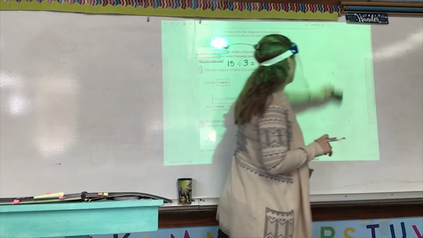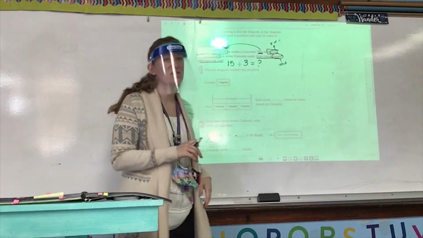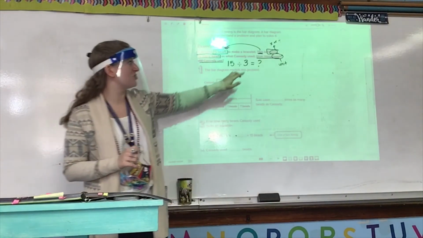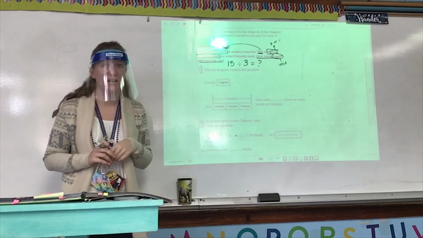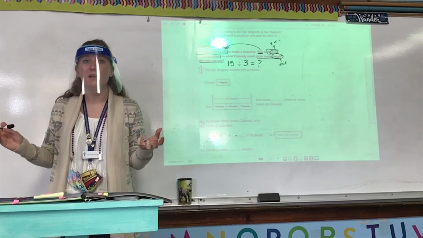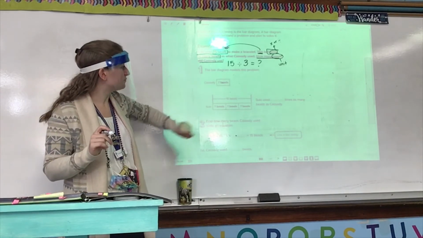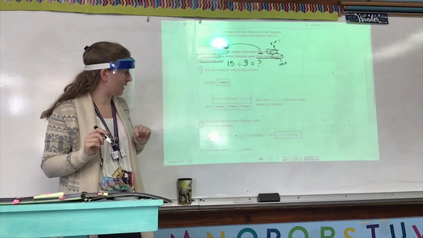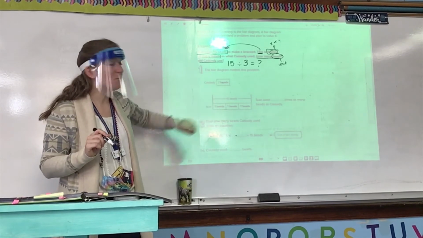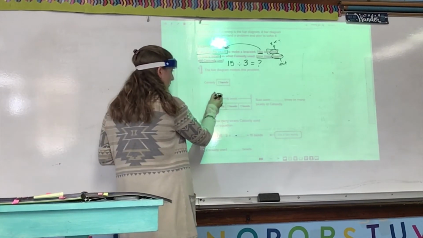So pay close attention, because if you are just going through quickly to try to get finished, you're going to miss the word this, or you're just not going to pay attention to what this means, and you're going to multiply, and you're not going to be correct. So, look at this bar diagram. It models this problem.